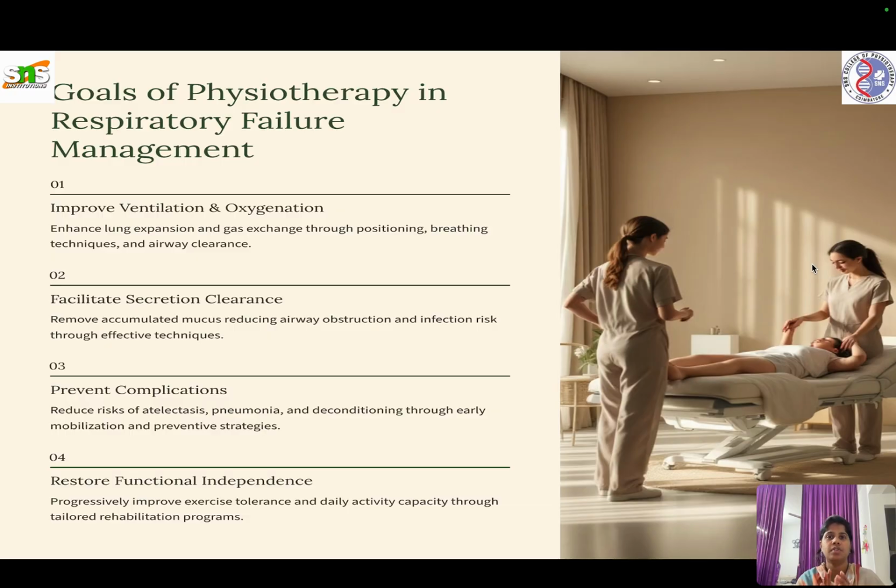Goals of physiotherapy: what is our goal in such patients? The first thing is we need to improve ventilation and oxygenation in such patients. Only then could we move on with further things.